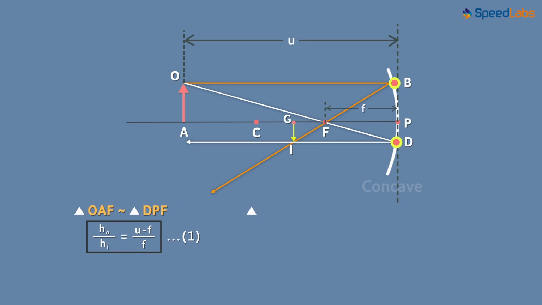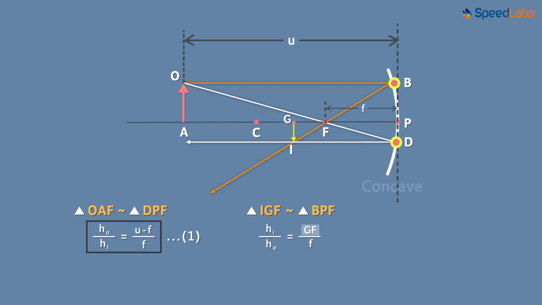Now consider triangles IGF and BPF. These 2 triangles are also similar again by the AAA test. I will leave this for you to verify. The ratios of their corresponding sides are equal. I will remove this ratio as it's not required. IG and BP are nothing but the heights of the image and the object.